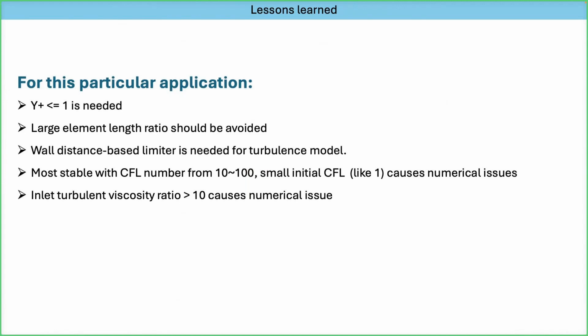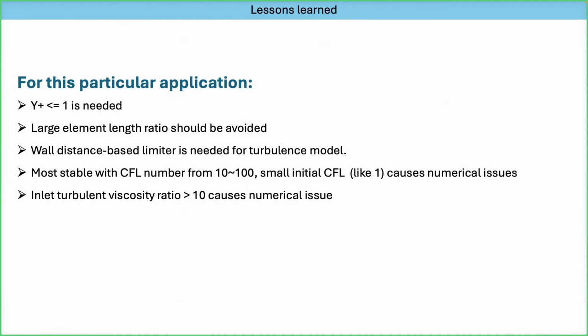We also found the best CFL number is in the range of 10 to 100, while a CFL number larger than 100 tends to blow up the simulation at the beginning. Whereas a CFL number of 1 also tends to blow up the simulation at the very start. So this might have to do with the initialization.